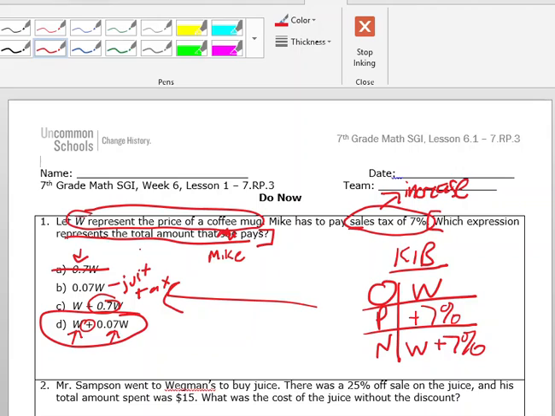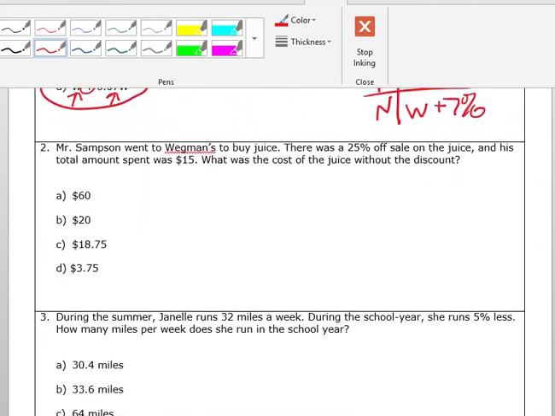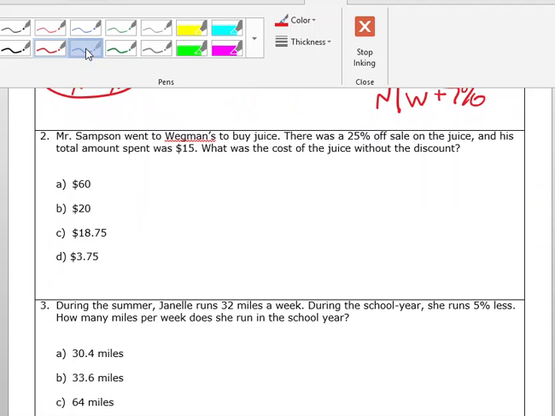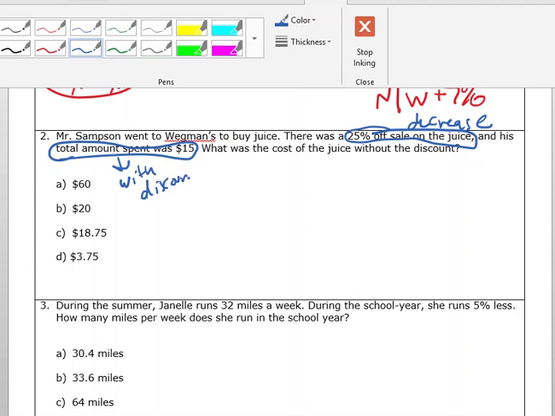I'm going to move on to number 2. Mr. Sampson went to Wegmans to buy juice. There was a 25% off sale on the juice, and his total amount spent was $15. So I have a 25% off sale on the juice. I'm going to call that a decrease because it is. His total amount spent was $15. So this was with the discount. What was the cost of the juice without the discount?